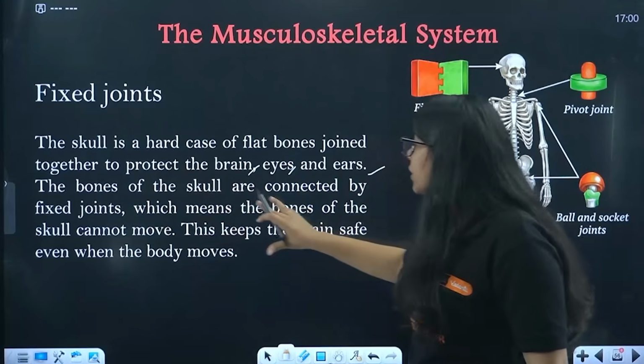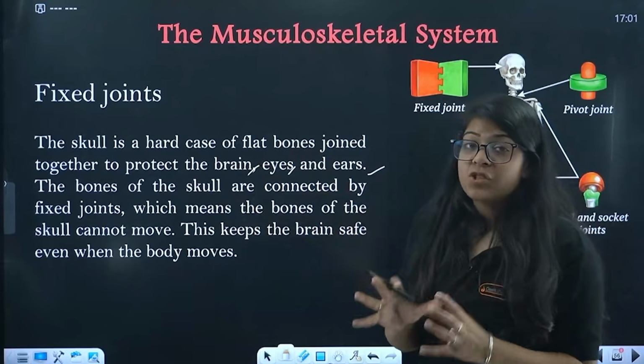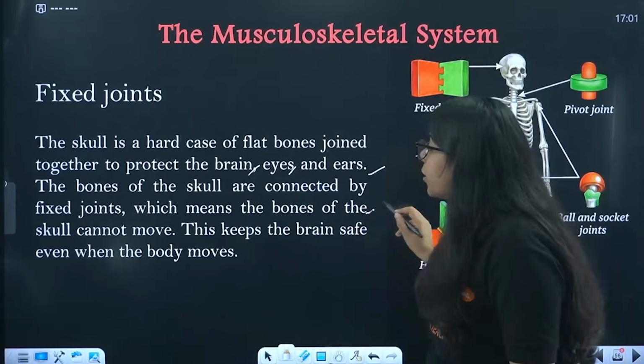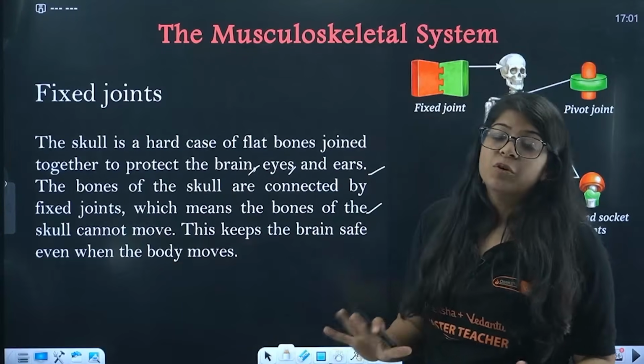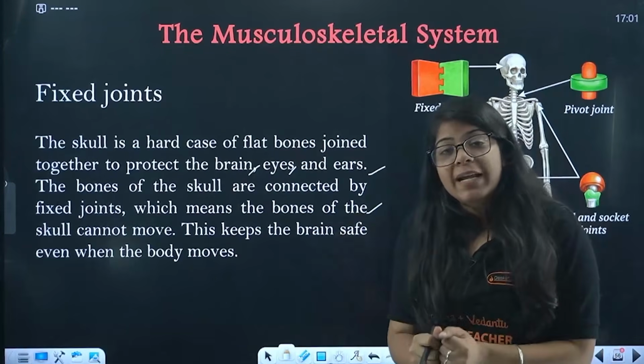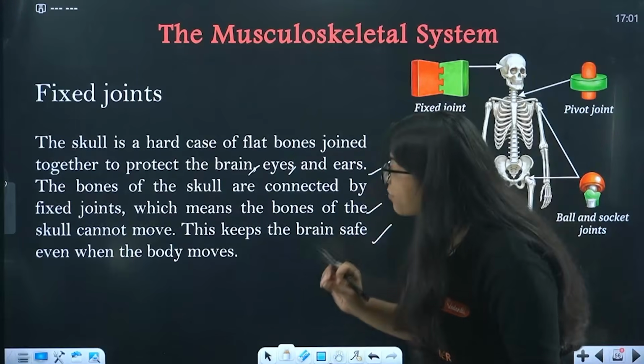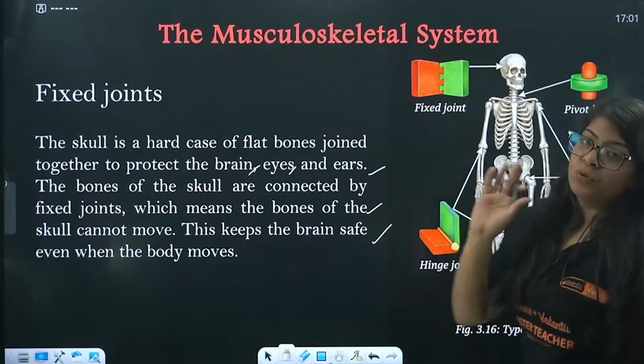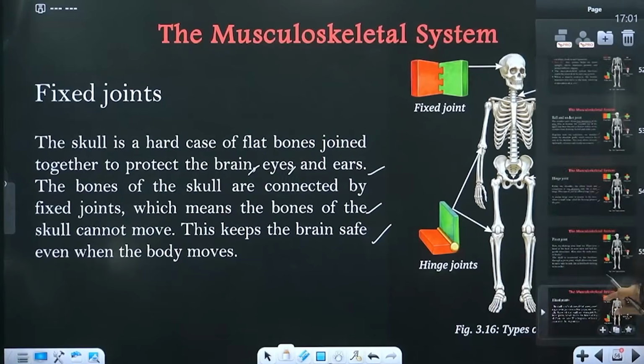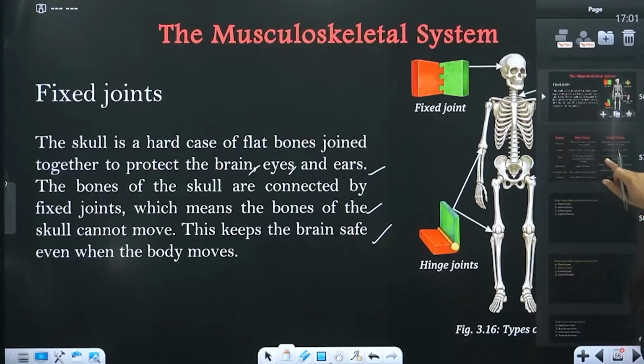The bones of the skull are connected by fixed joints, which means the bones of the skull cannot move. If you try to move them, they will break. This keeps the brain safe even when the body moves. Done? So these are all about the joints, beta.